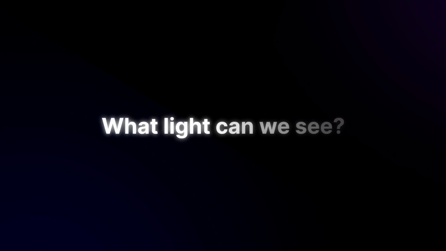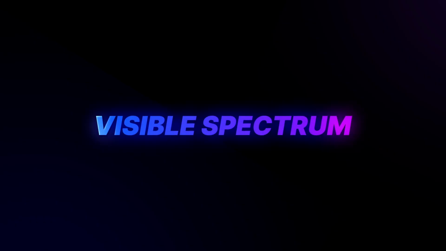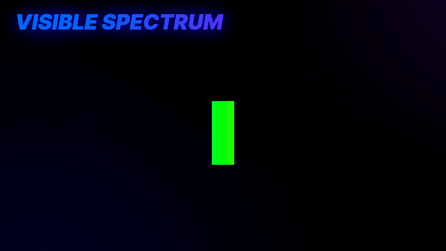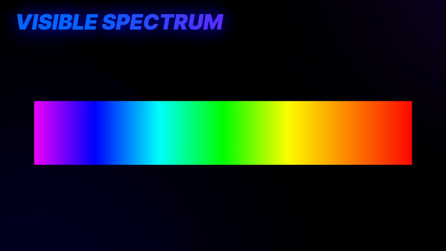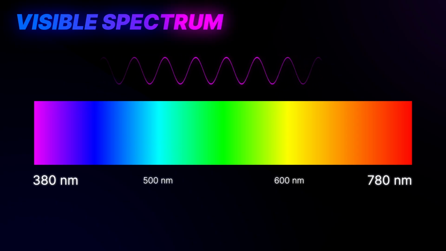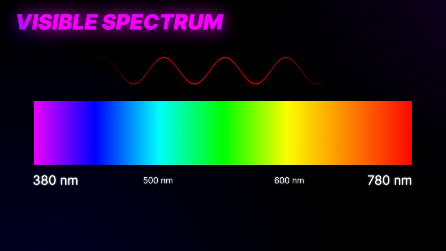What really matters is which light our eyes are able to detect. The human eye responds to only a small portion of the electromagnetic spectrum, known as the visible spectrum. This range covers wavelengths from about 380 to 780 nanometers. Short wavelengths appear violet or blue, while long wavelengths appear red.